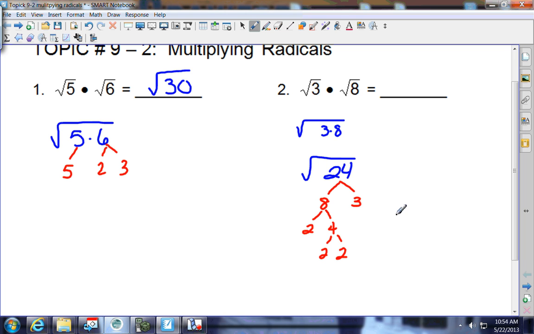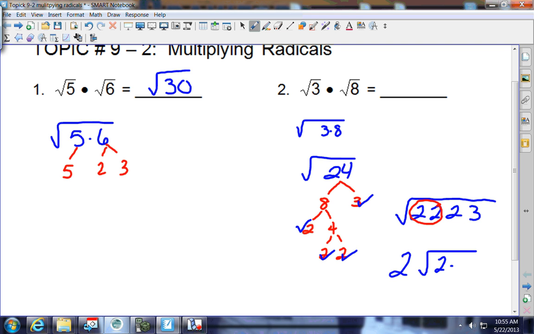Now, let's see, there's a 2. There's 2 more 2s. And a 3. What has to be there to be able to get out of the house? You have to have 2 of them. You have to have a partner in crime. Right there, there's 2 2s. So I'm going to pull one of the 2s out. These do not have partners, so I'll leave those in there. So now 2 times 3 is 6. So when I simplify it, this is 2 the square root of 6.